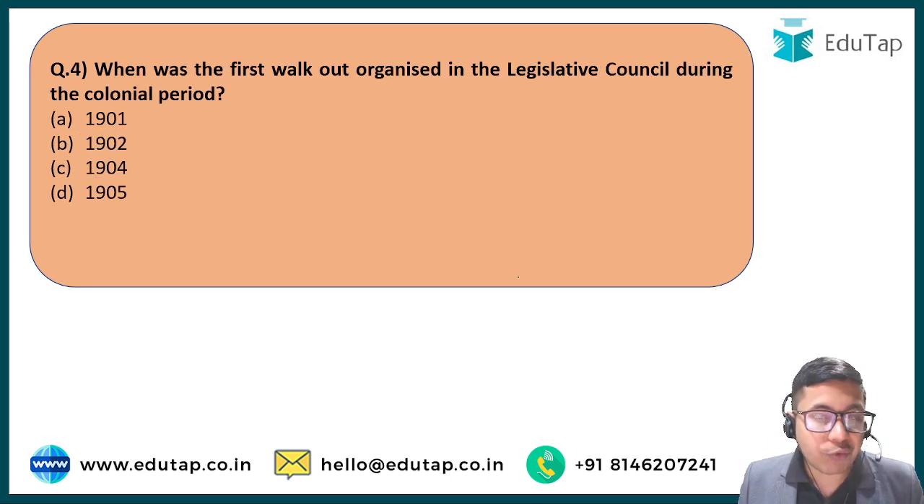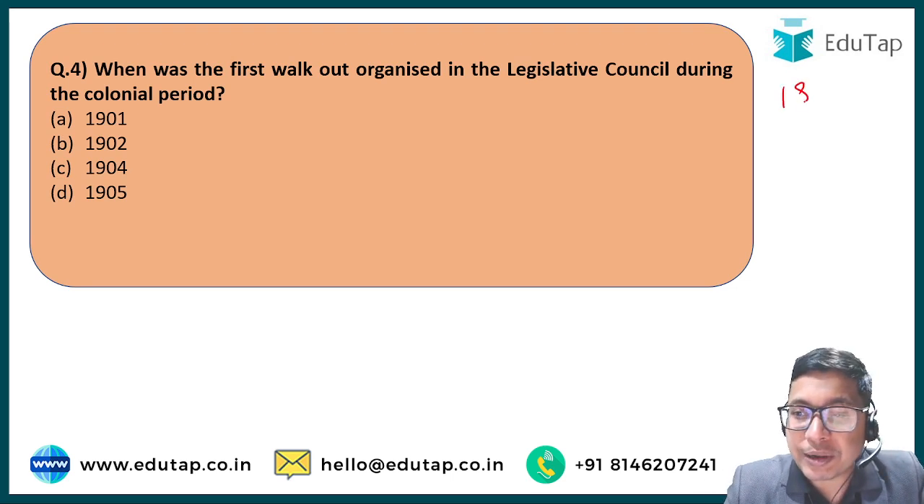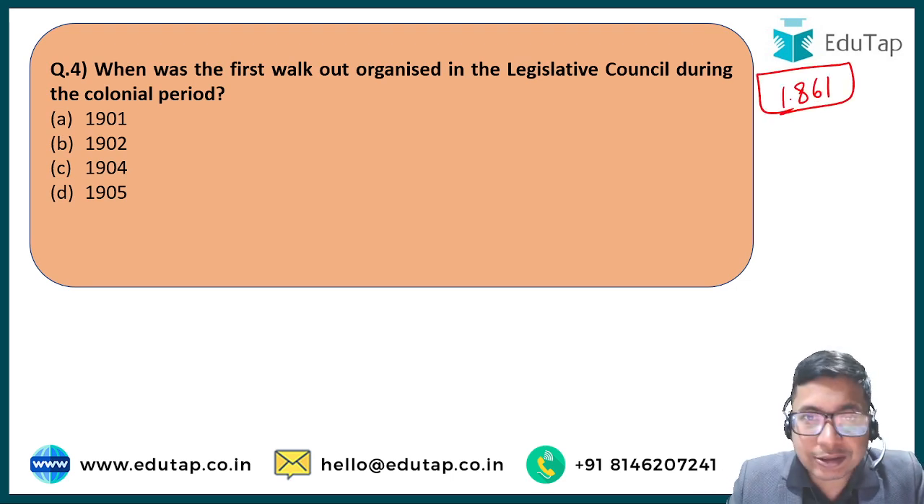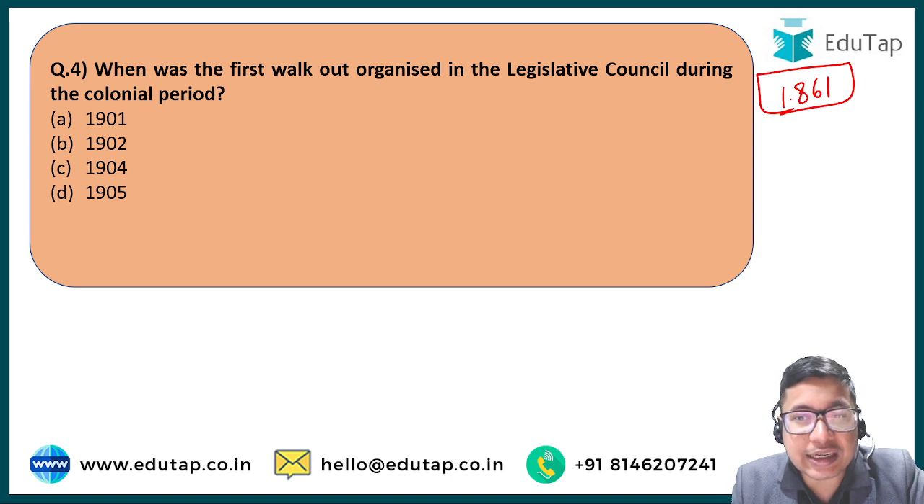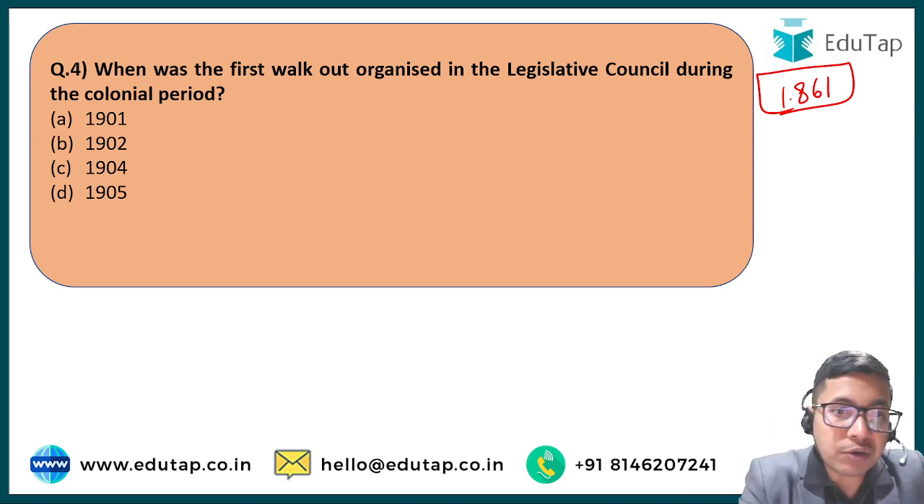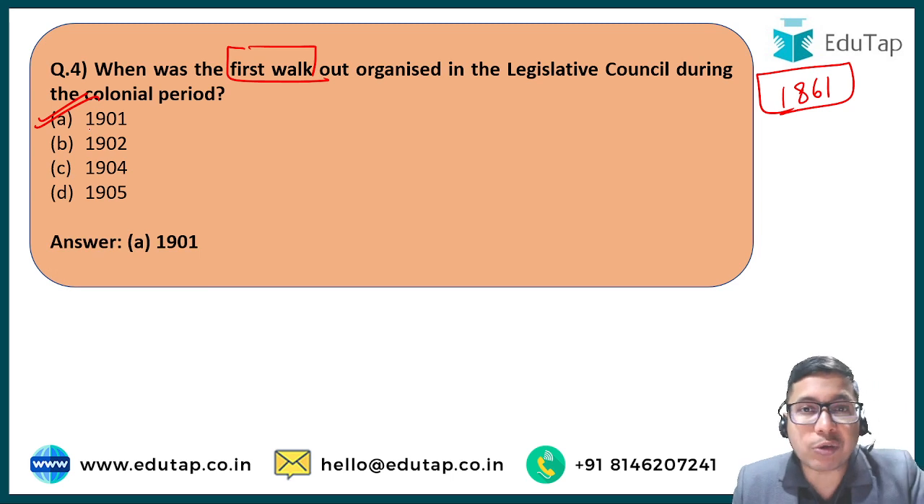Next up is question number 4. When was the first walkout organized in the Legislative Council during the colonial period? Indian Legislative Councils started from 1861, and slowly and gradually their membership was increased, and more Indians were now being associated with the councils. But the first walkout which was organized happened in 1901. So in 1901 the first walkout was organized.